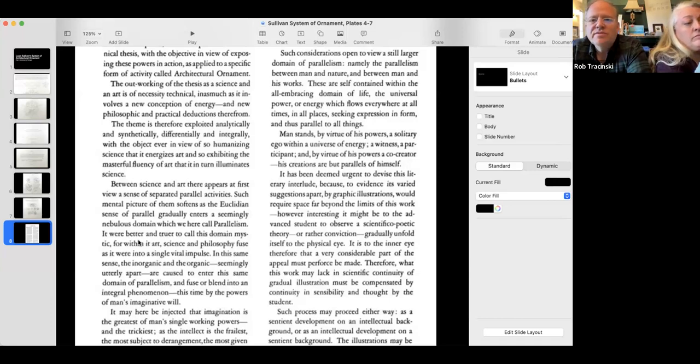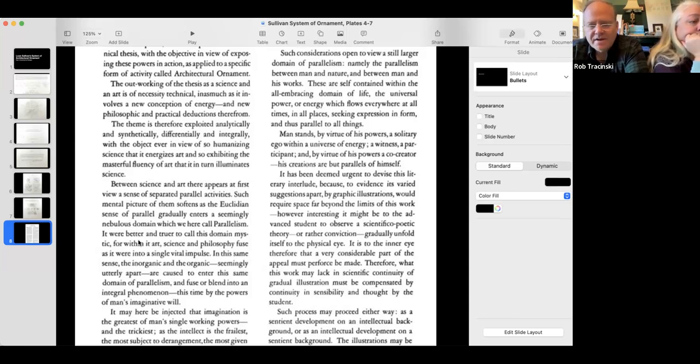Man stands, by virtue of his powers, a solitary ego within a universe of energy, a witness, a participant, and by virtue of his powers, a co-creator. His creations are but parallels of himself. It has been deemed urgent to devise this literary interlude because, to evidence its varied suggestions apart by graphical illustrations, would require space far beyond the limits of this work, however interesting it might be to the advanced student to observe the scientifico-poetic theory, or rather conviction, gradually unfold itself to the physical eye.